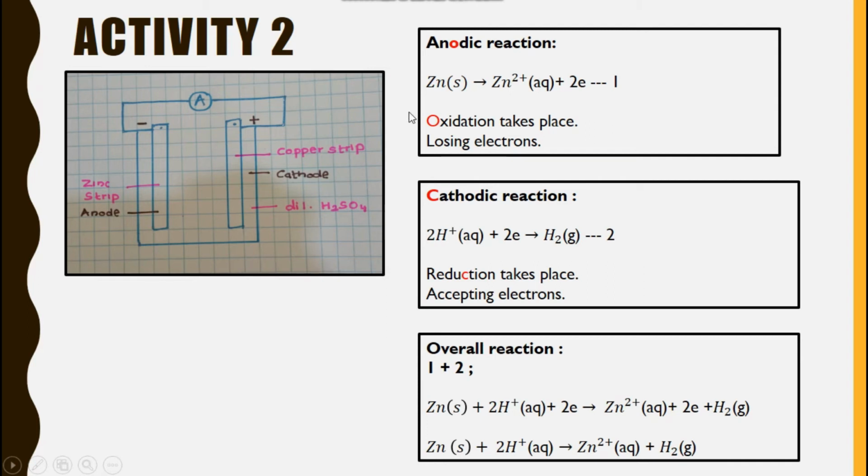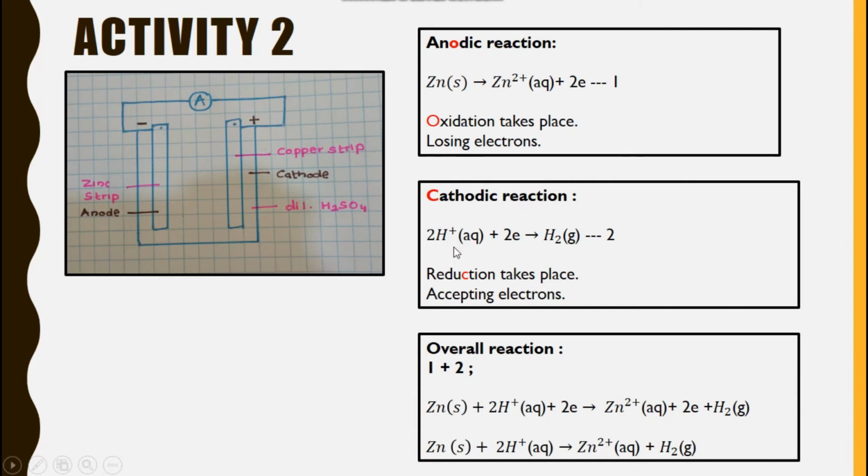So now this is what happened. I'll just explain the equation. The zinc rod removes 2 electrons and it becomes Zn2+. That is what is happening. Now this zinc is losing the electrons. Those electrons will come to the cathode, no, they will come and get embedded on the copper strip.